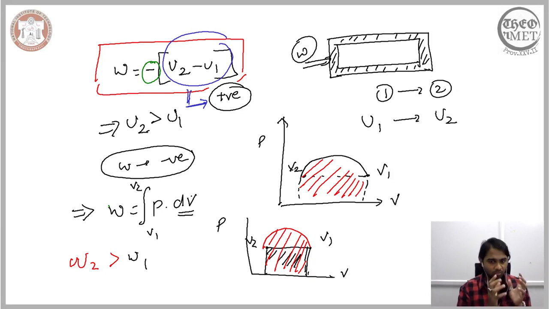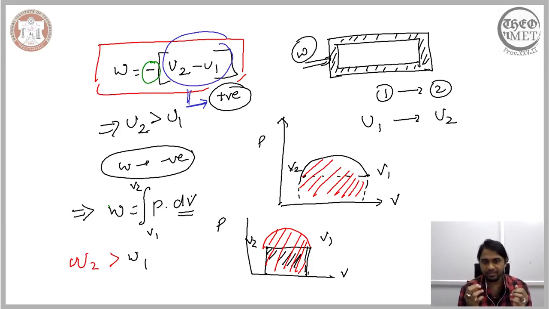Unlike volume, the difference of which can be quantified by considering just the initial state and the final state, in the case of work, the amount of work done in order to change the state of the system from the initial state to the final state is dependent on the path that is taken.